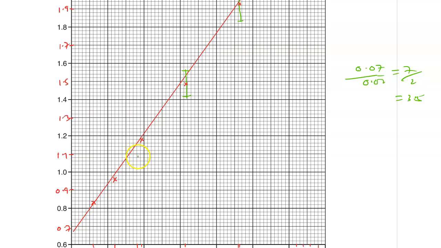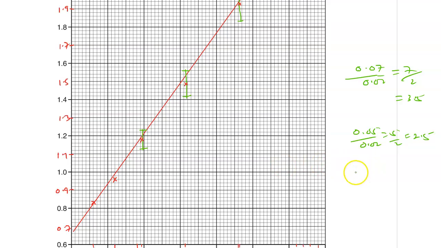For this one it is 0.05. So 0.05 divided by 0.02. This is 5 over 2, which is 2.5. So 2.5 up here, in between there. That's my other error bar.